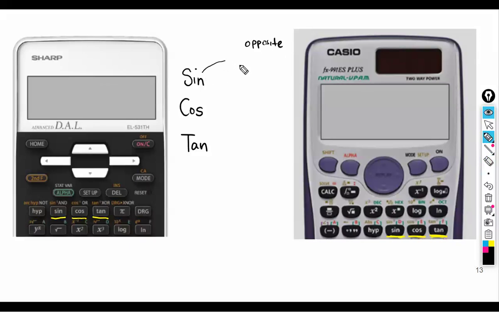The opposite of sine is sine with a small -1. This -1 stands for the word inverse. So the opposite of sine is sine inverse. The opposite of cosine is cosine inverse, a cosine with a little -1 hovering above it. And the opposite of tan is tan inverse. Some people say tan -1 or cosine -1, but the real word is inverse.